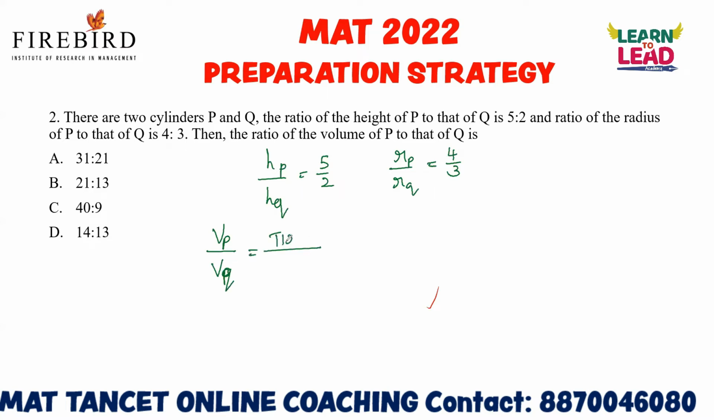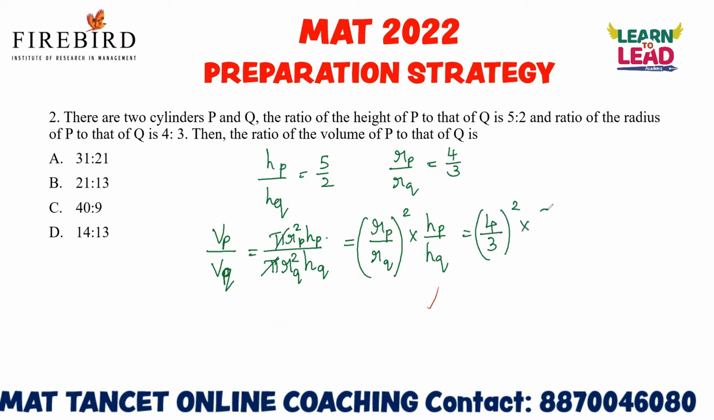pi R square HP. Okay, to differentiate the two cylinders, I represent it as RP and HP, and the radius of the cylinder Q is RQ, and let us take height of the cylinder Q as HQ. So pi will get cancelled. So RP, radius of the P by RQ the whole square into HP by HQ. So I'll get 4 by 3 the whole square into 5 by 2. So 4 by 3 the whole square is 16 by 9 into 5 by 2. So you can cancel these two things. So 40 by 9. So 40:9 is your answer.